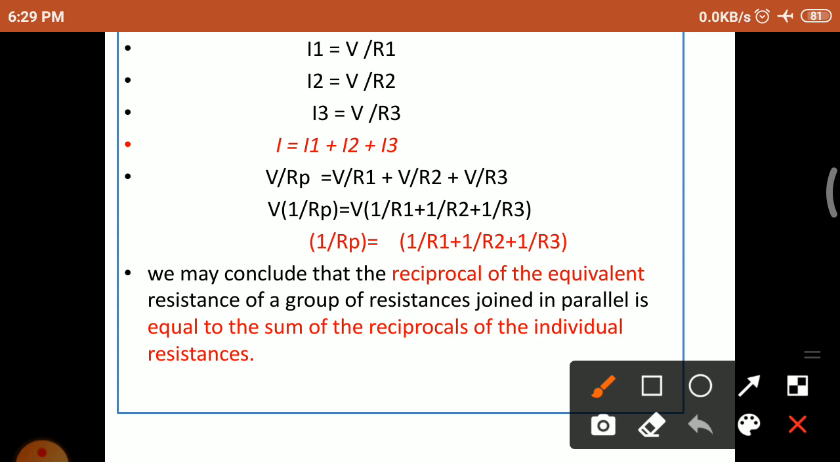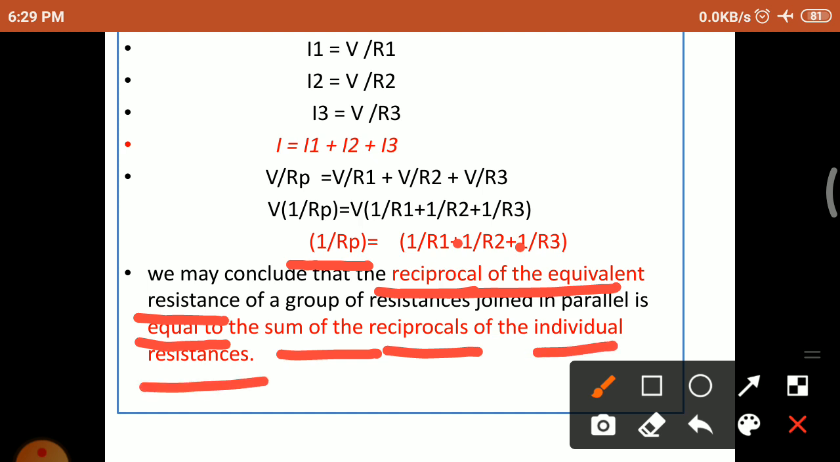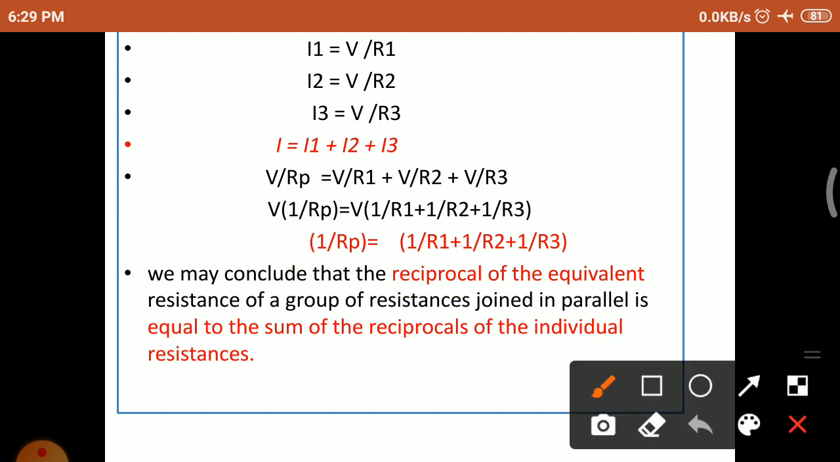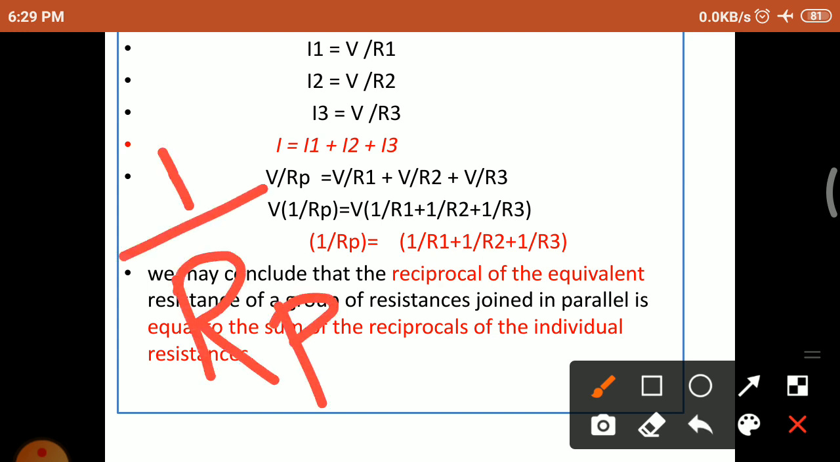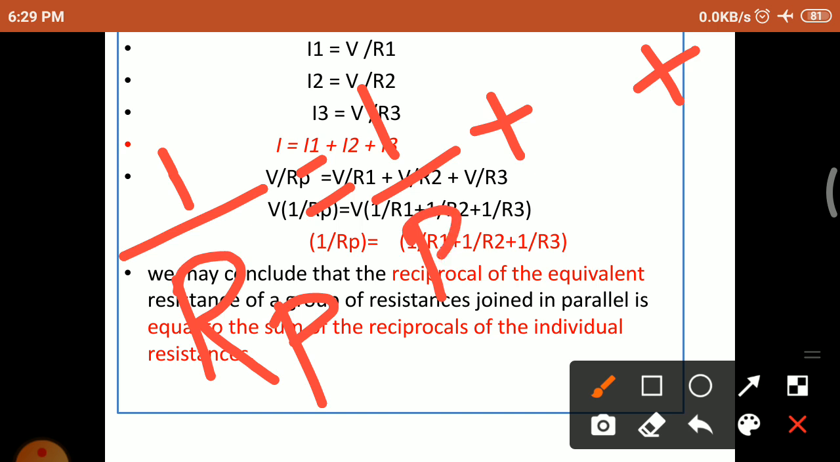So from this we can say that this is 1 by Rp, the reciprocal of the equivalent resistance. That is equal to the sum of 1 by R1 and so on, the reciprocals of the individual resistances. So the equivalent resistance, that means Rp, is given by the sum of the reciprocals of the individual resistances.